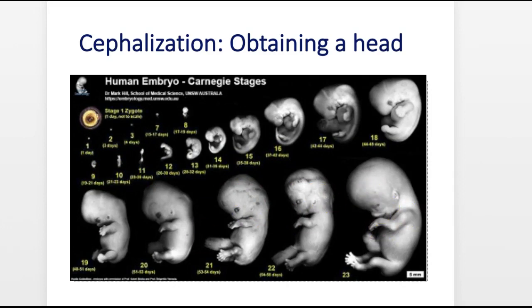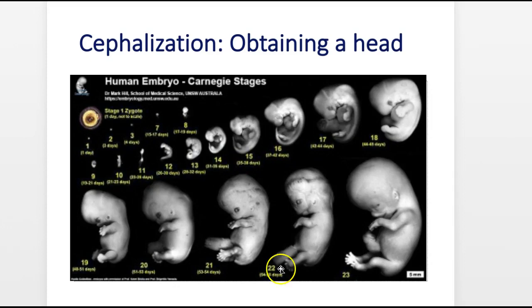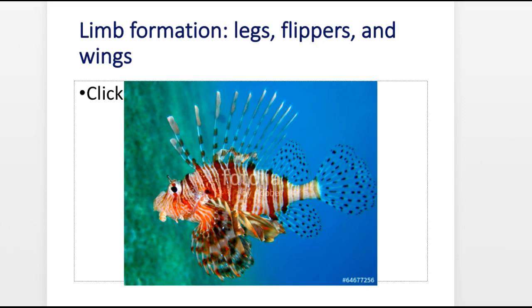And that head is going to be full of neurons and be able to allow you to do a lot of physiological activities. There's also limb formation during embryological development. So right here, you can see that arms, there's this little bud right here. You're forming an arm on one side, on the other side. Those are limbs. For fish, it's going to be flippers, and then you can have wings if you were to be a bird.